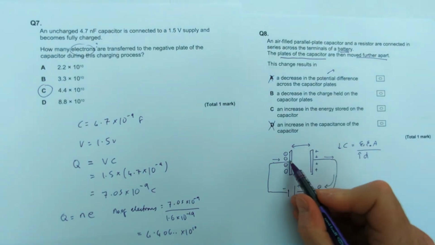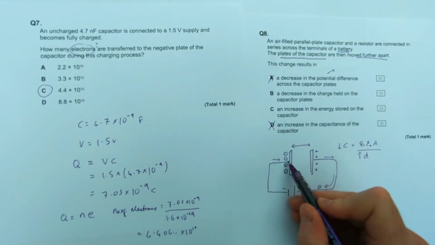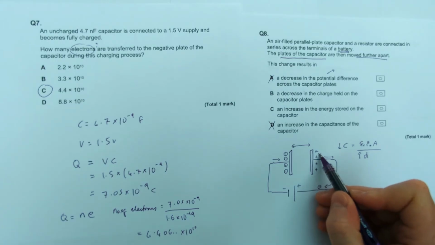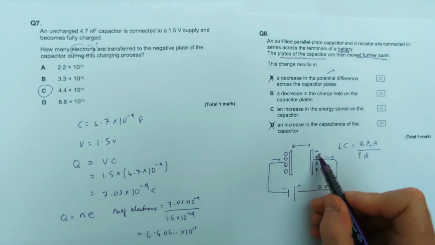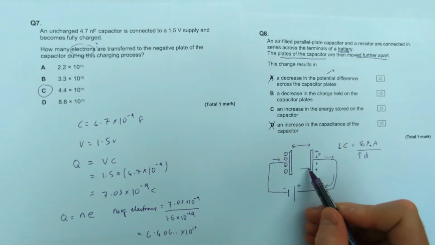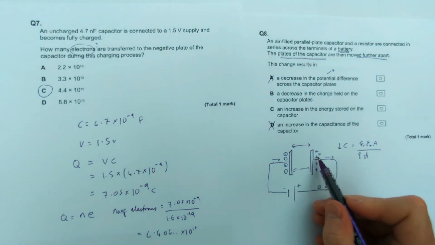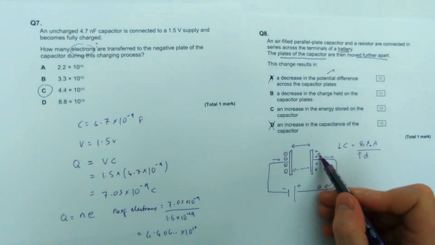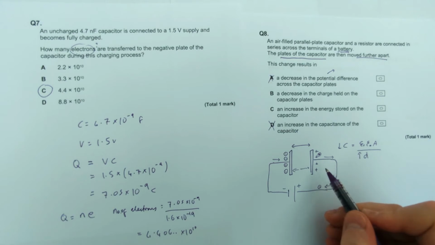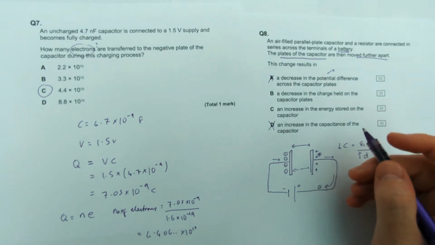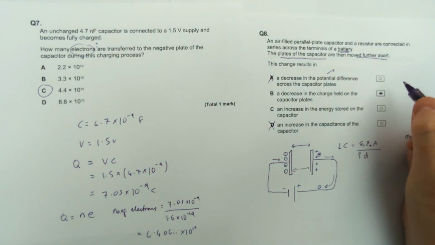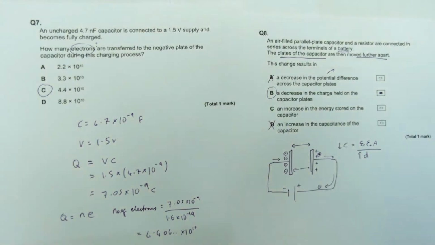The other reason is they're repelled away. They experience a repulsive force from the electrons here. So if you're an electron here, you're going to have a repulsive force from over here. If you start increasing that distance, there's going to be less of a repulsive force. So therefore, a few electrons might just start hanging around on this plate instead of being repelled away. So it's actually going to decrease the charge that's held on the plates. So that will be option C.